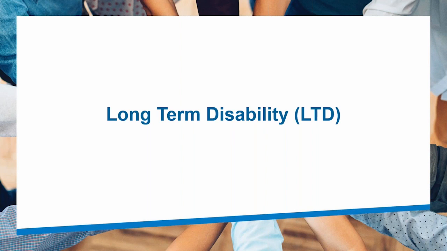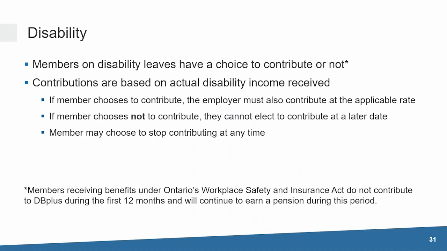Now let's review the process for reporting members who are placed on disability. If a member becomes disabled and begins a disability leave, they are eligible to continue to earn a pension benefit under the disability provisions of the CAAT Pension Plan if they are determined to be disabled and in receipt of either long-term disability benefits through an employer-sponsored insurance provider or benefits under the Workers' Compensation Plan.